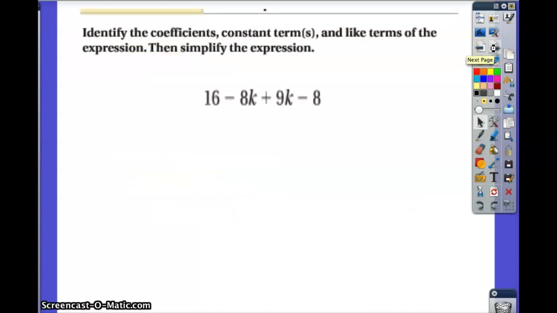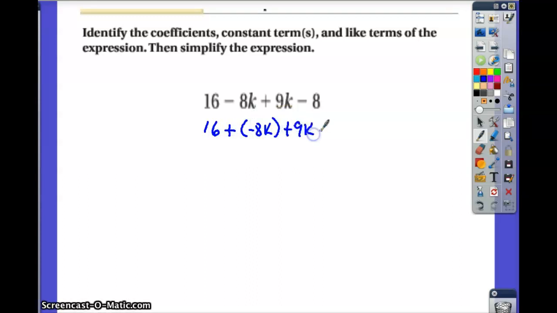Here's another example. We want to identify the coefficients, the constant terms, and like terms of the expression, then simplify the expression. So again, the first thing you have to do is make this an addition problem. So it's going to be 16 plus a negative 8k plus 9k plus a negative 8. So again, if it's subtraction, you change it to addition and switch the sign of the second integer. Same way here. You switch this to addition and change the sign of the second integer.